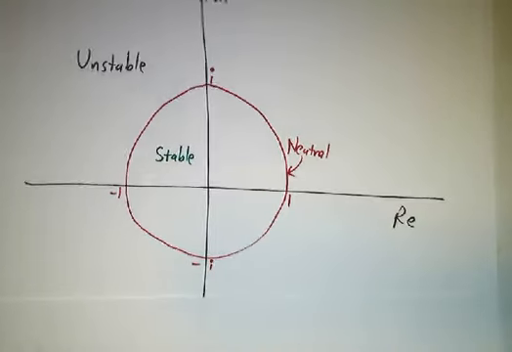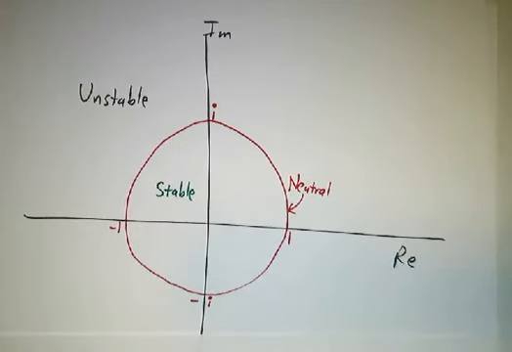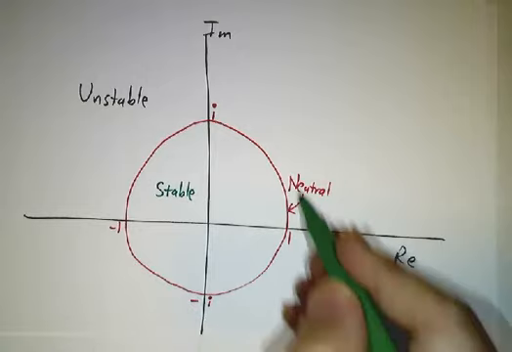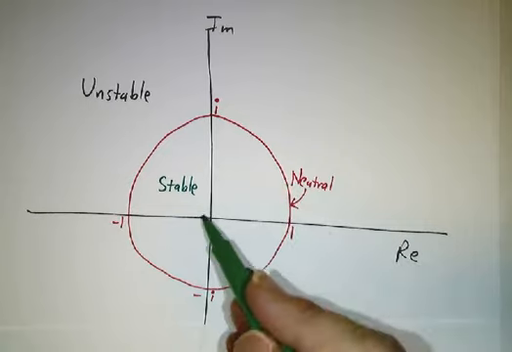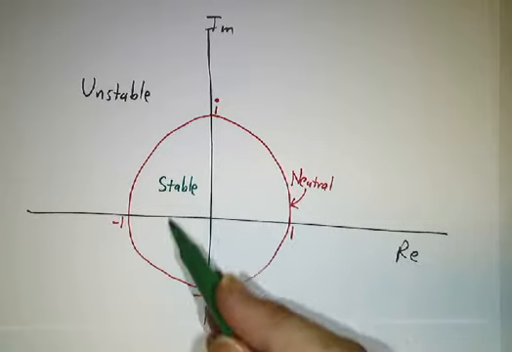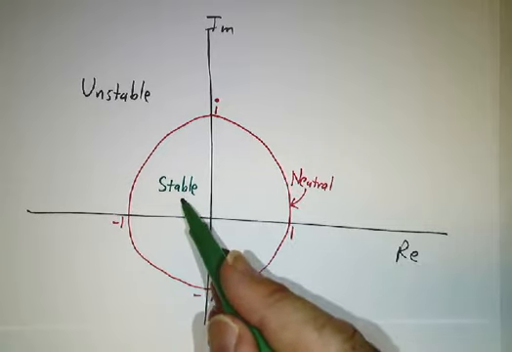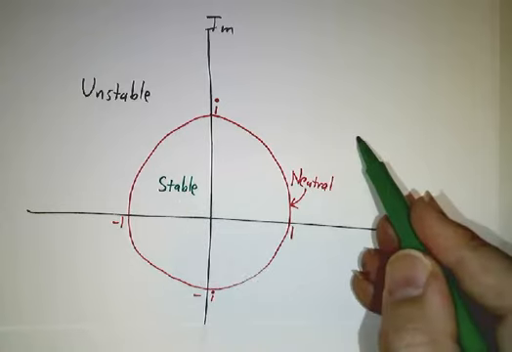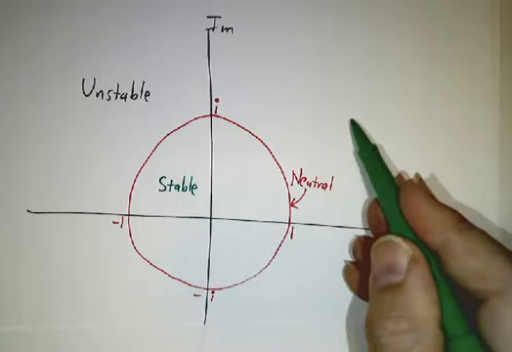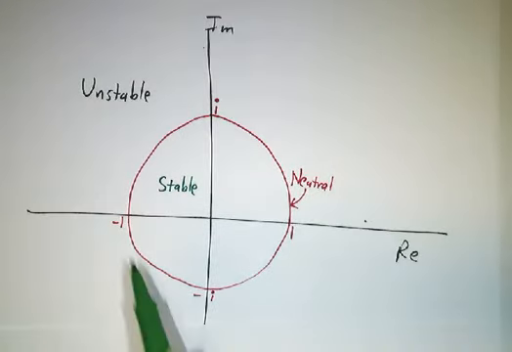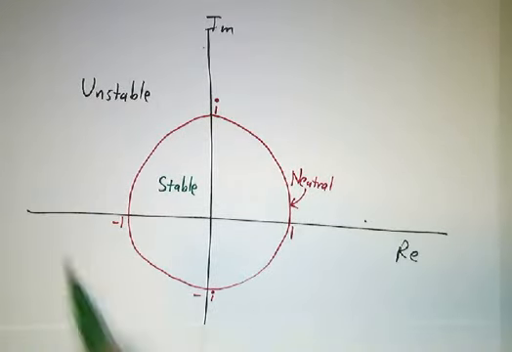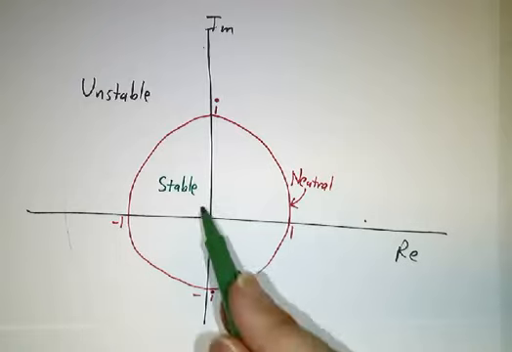So here's a picture of stability in the complex plane. You have the unit circle. The unit circle is all the complex numbers of size 1. Those are the possible eigenvalues that are neutral. The eigenvalues inside the unit circle have size less than 1, and so they're stable. The ones outside the unit circle have size bigger than 1, they're unstable. Sometimes they're negative, sometimes they're positive, sometimes they're imaginary, but outside the unit circle is unstable, inside is stable.